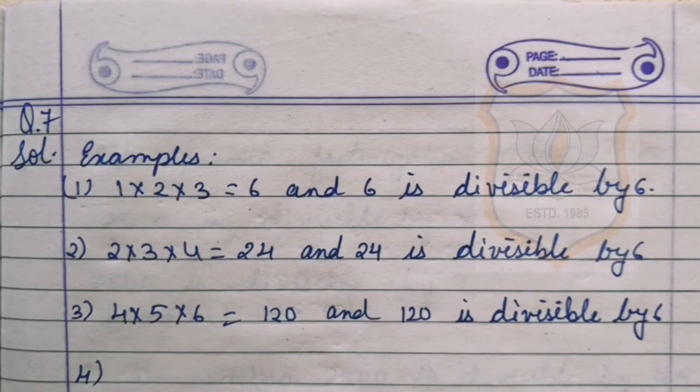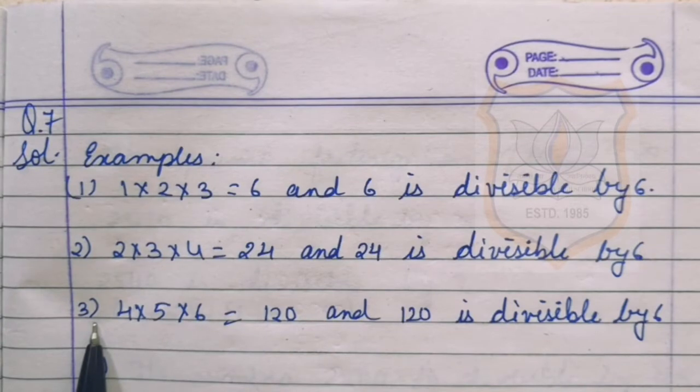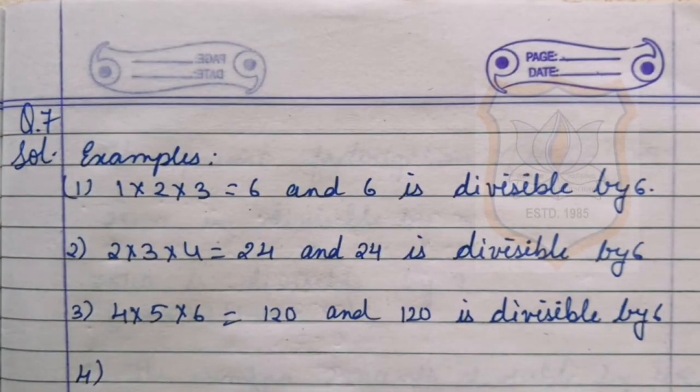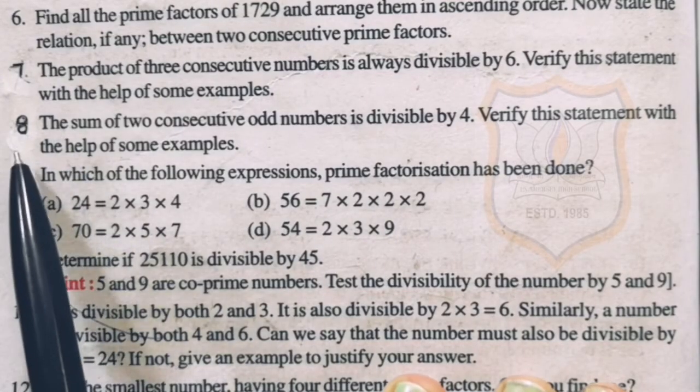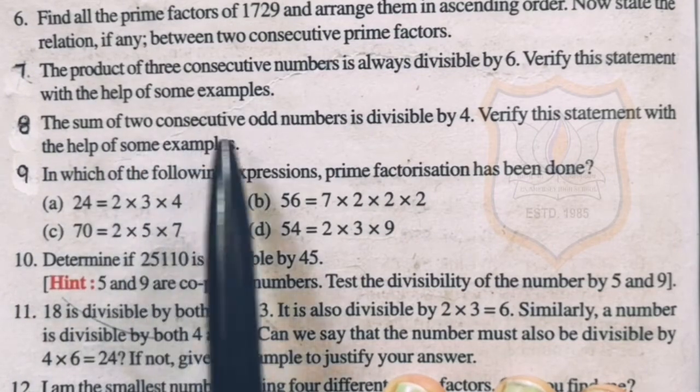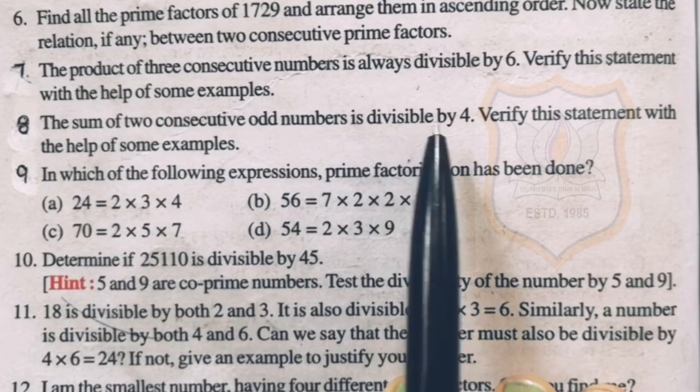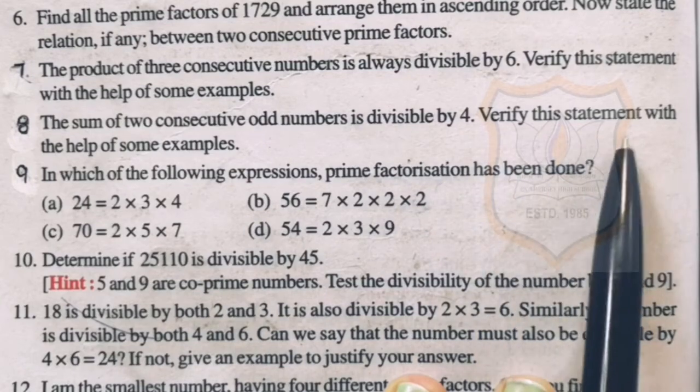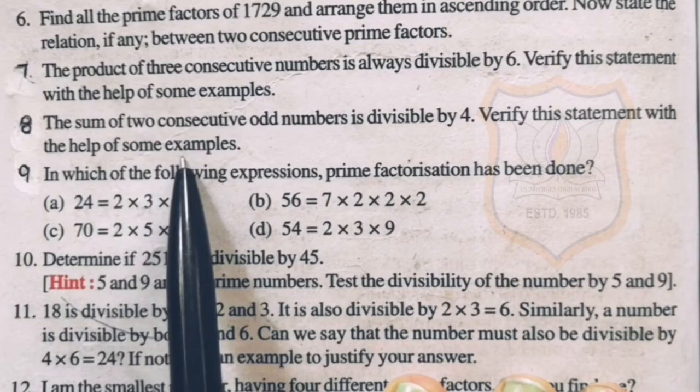Students, I have explained this to you with the help of 3 examples. 2 more examples you have to do by yourself. Now question number 8. The sum of 2 consecutive odd numbers is divisible by 4. Verify this statement with the help of some examples.